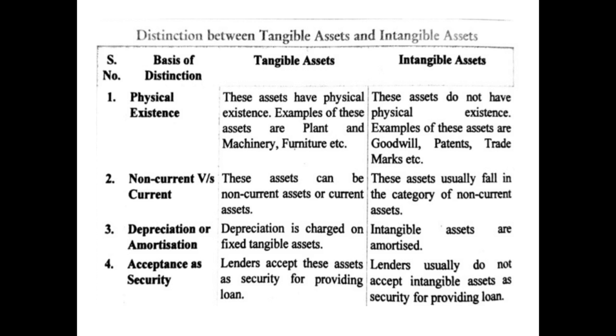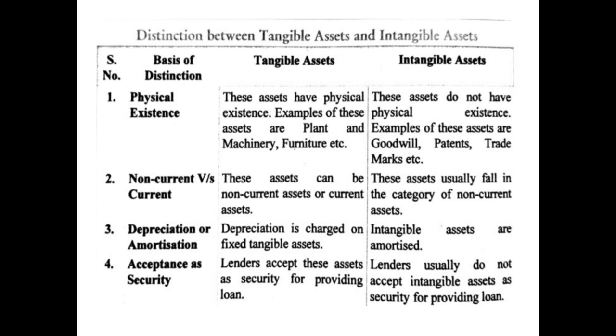Now the difference between tangible assets and intangible assets. The first difference is on the basis of physical existence. Tangible assets have physical existence, meaning they can be seen and touched. For example, plant and machinery, furniture, etc. But intangible assets do not have physical existence. These cannot be seen or touched. For example, goodwill, patents, trademarks, etc.